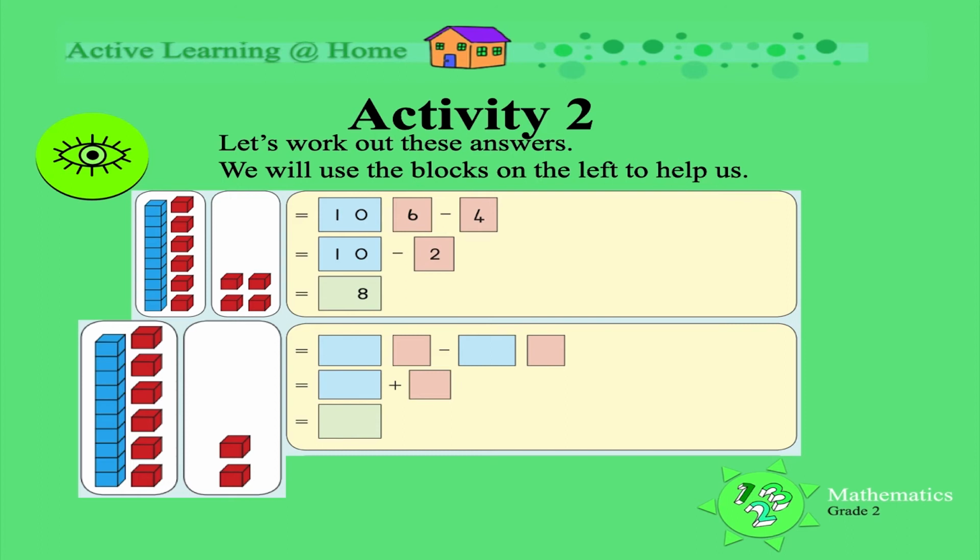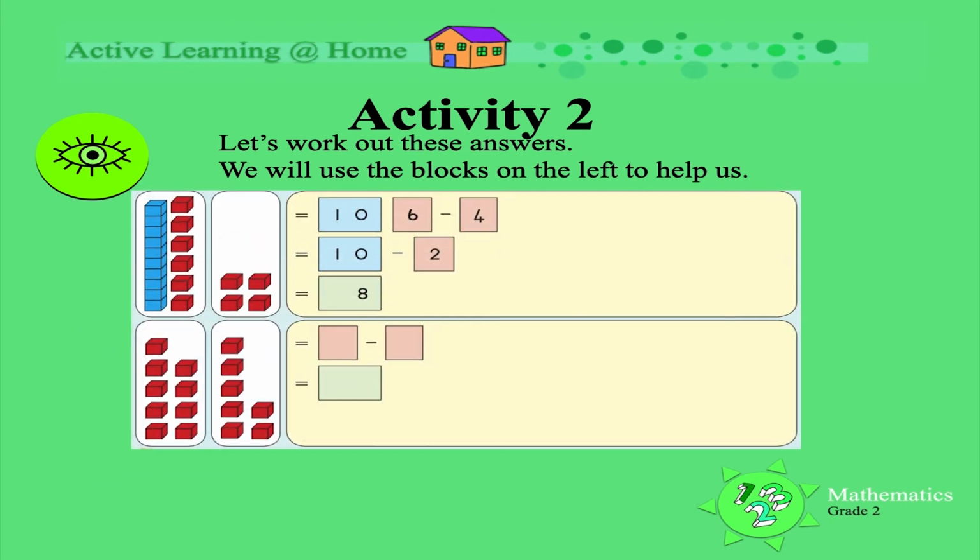Have you got your answer? Let's check if your answer is correct. Ten minus 0 is 10, so you'll bring down that 10. 6 minus 2 is 4. 10 plus 4 is 14. 16 minus 2 is 14.